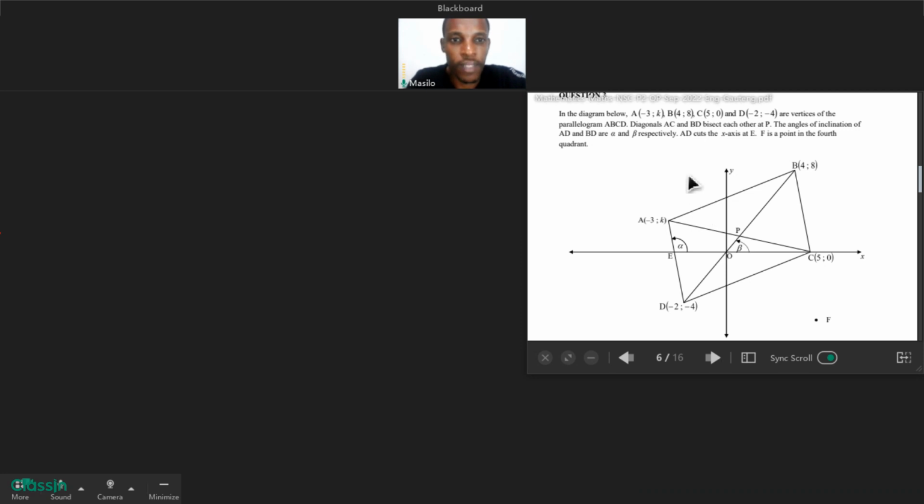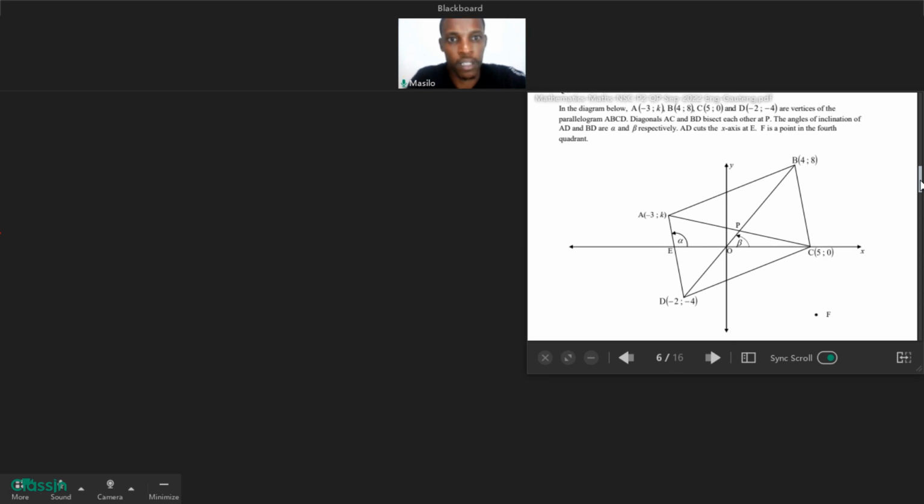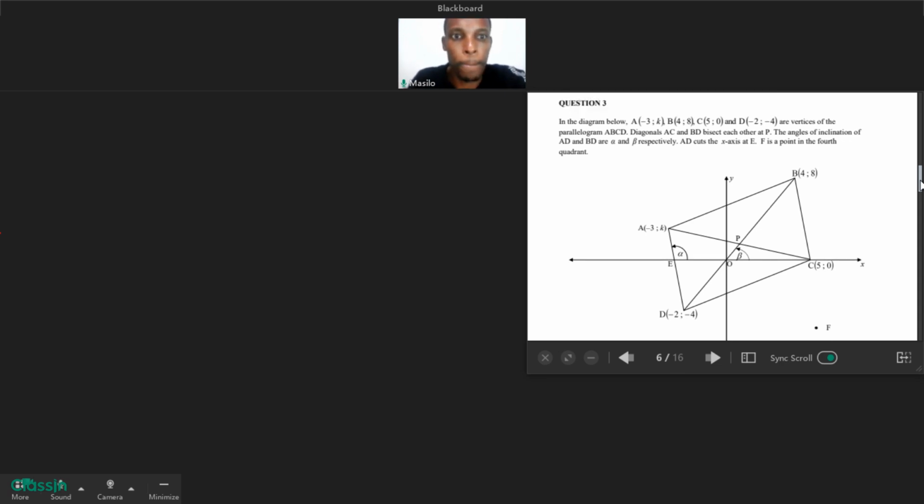I want us to do this question on analytical geometry. It's question number 3, and as it is indicated in the diagram below. They also gave you 4 points, which in this case, our sketch ABCD, they said is a parallelogram. Hence, these 4 points that are given are the vertices of the parallelogram ABCD. Diagonals AC and BD bisect each other at point P.